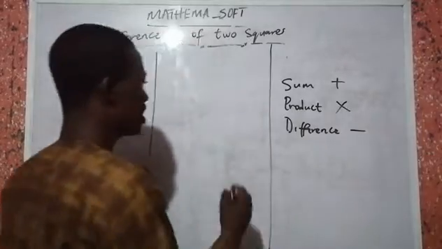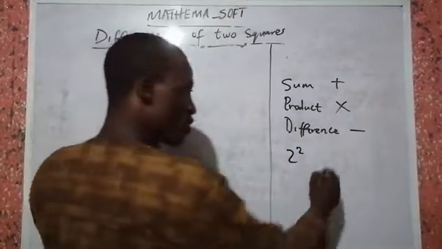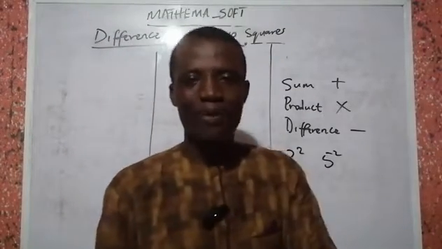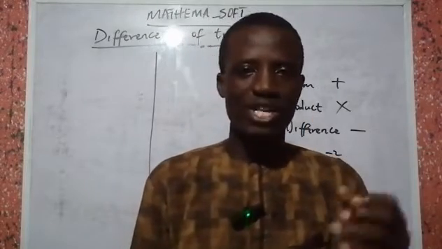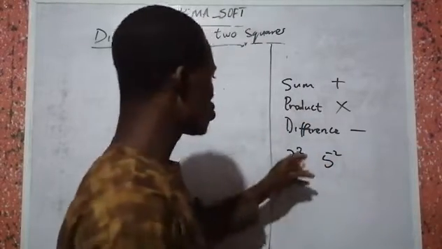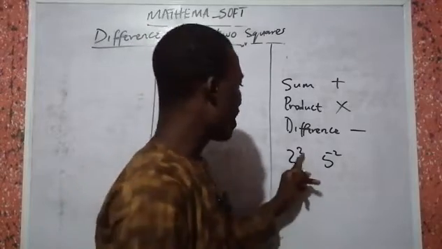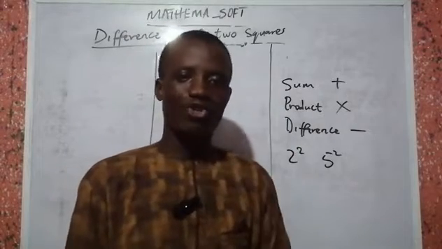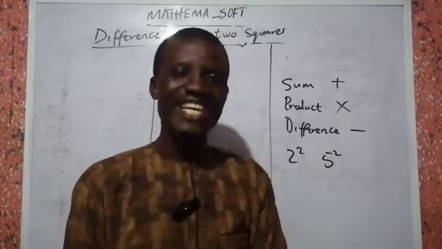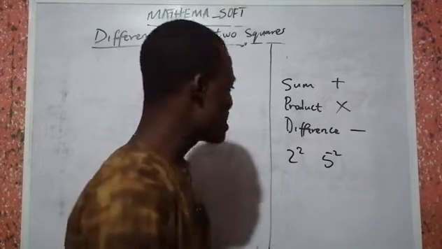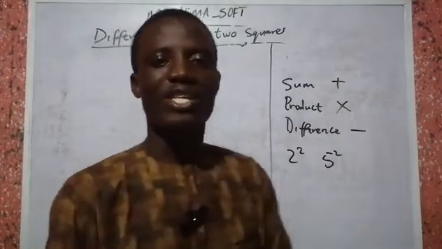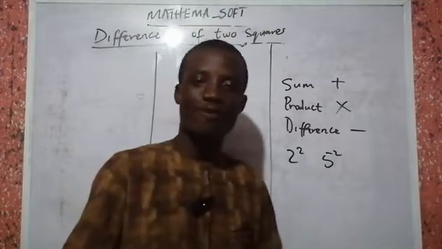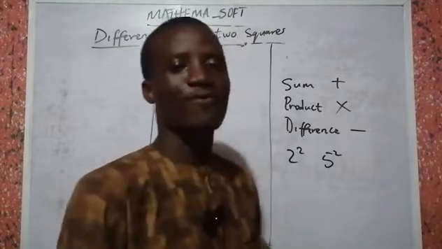What are the squares? If you have 2 raised to the power 2, this is a square. 5 raised to the power 2, this is a square. When the power, index or exponent of a number or an expression or a linear expression is 2, we say it is a square. So this is 2 squared, this is 5 squared. 2 raised to the power 2 will give us 4. 5 raised to the power 2 will give us 25.